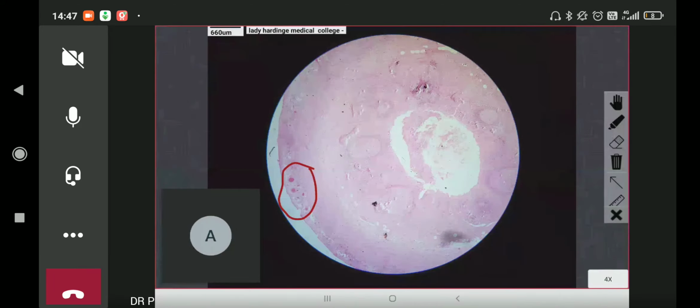Anybody? Neutrophil. Neutrophils. Yes. So when we know it's acute inflammation, we need to look for neutrophils. How do neutrophils look? They are cells which contain 3 lobes. So at least they have nuclei with 3 lobes. So let's look into a higher power.